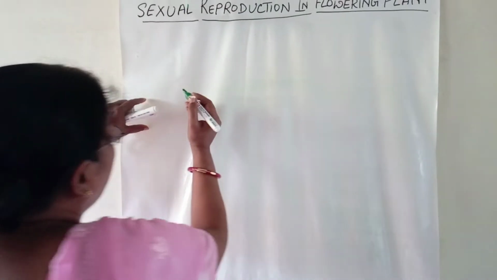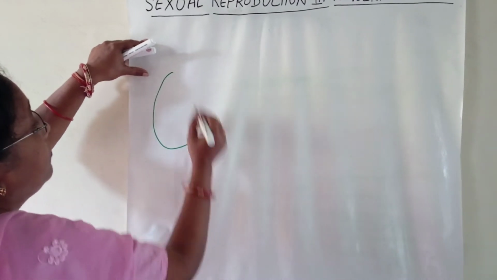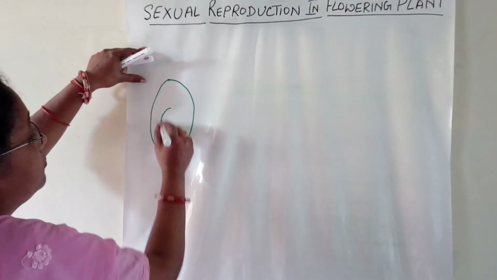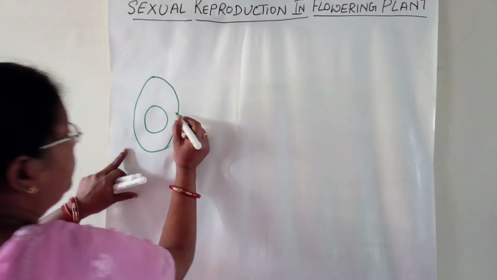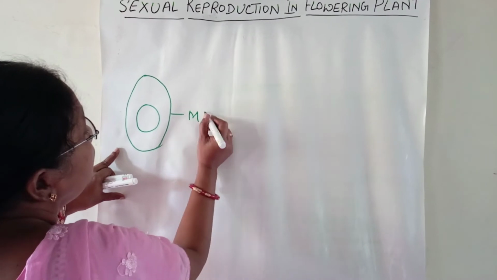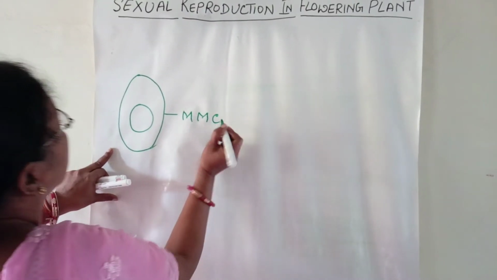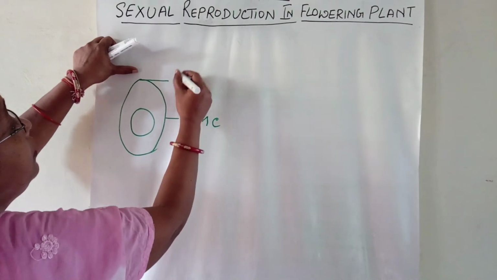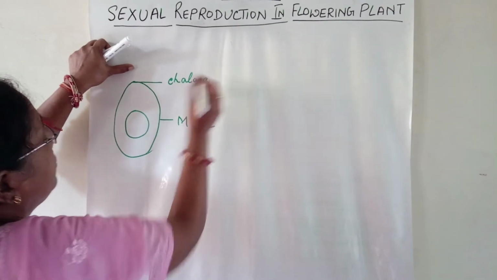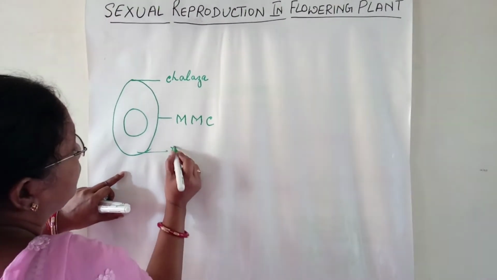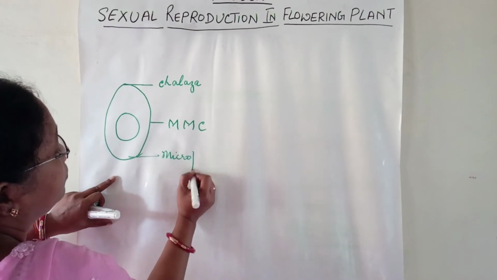Now students, we come to megasporogenesis and the development of the female gametophyte. The nucellus cells develop into the megaspore mother cell. This is the megaspore mother cell. Of course, this is the chalaza, the chalazal end, and this is the micropylar end. This is the micropyle.